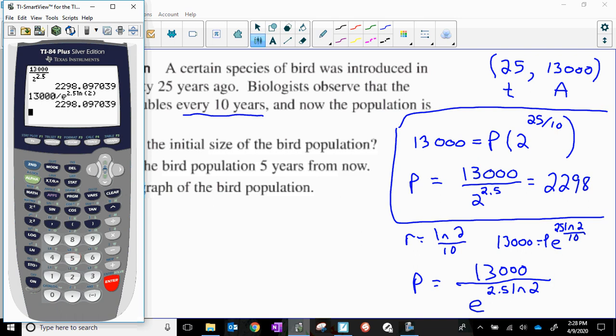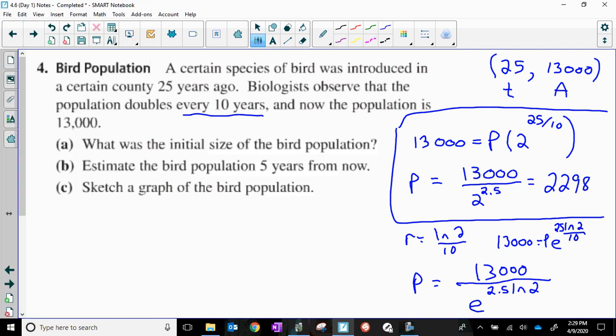And you get the exact same answer. So your choice, base of 2 or base of e. Base of e, one formula for everything. Okay, now it says estimate the bird population 5 years from now. I'm going to go ahead and stay with the base of 2 for this problem.